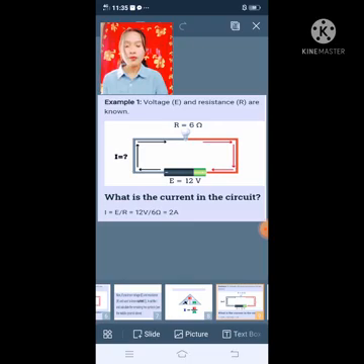So, we have 12 volts over 6 ohms resistance. So, what is our current in the circuit now? That is equal to 2 amps. 12 divided by 6 is equal to 2. So, we have 2 amps.